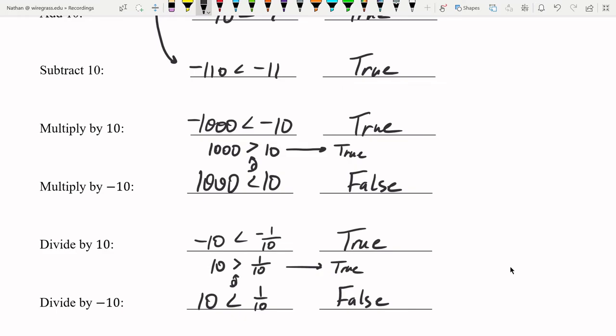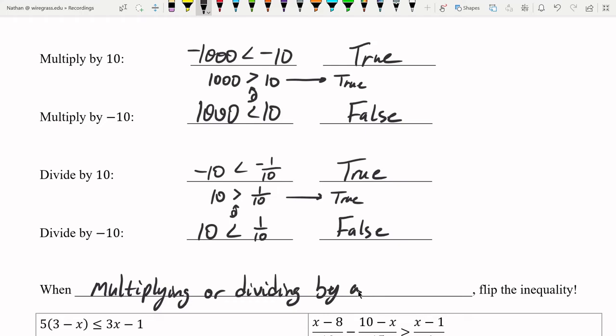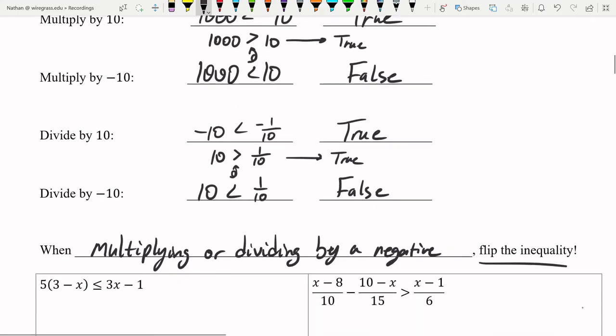And this is the key thing to note whenever you're working with inequalities. When multiplying or dividing by a negative, you need to flip the inequality. If you don't do that, you're going to actually invalidate your whole process and you're going to get a wrong solution. So make sure to keep that in mind whenever working with inequalities.